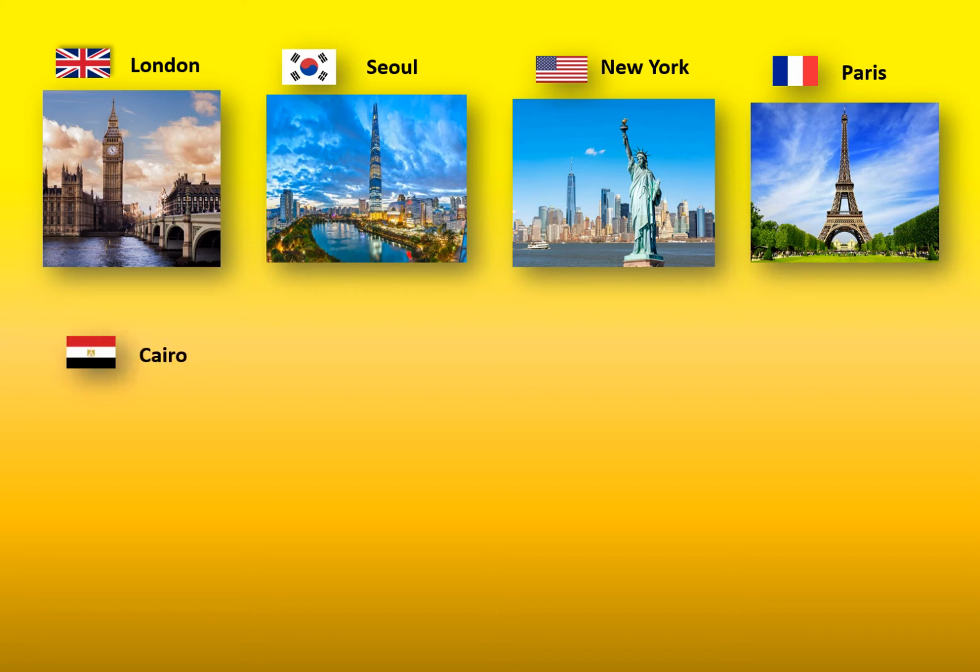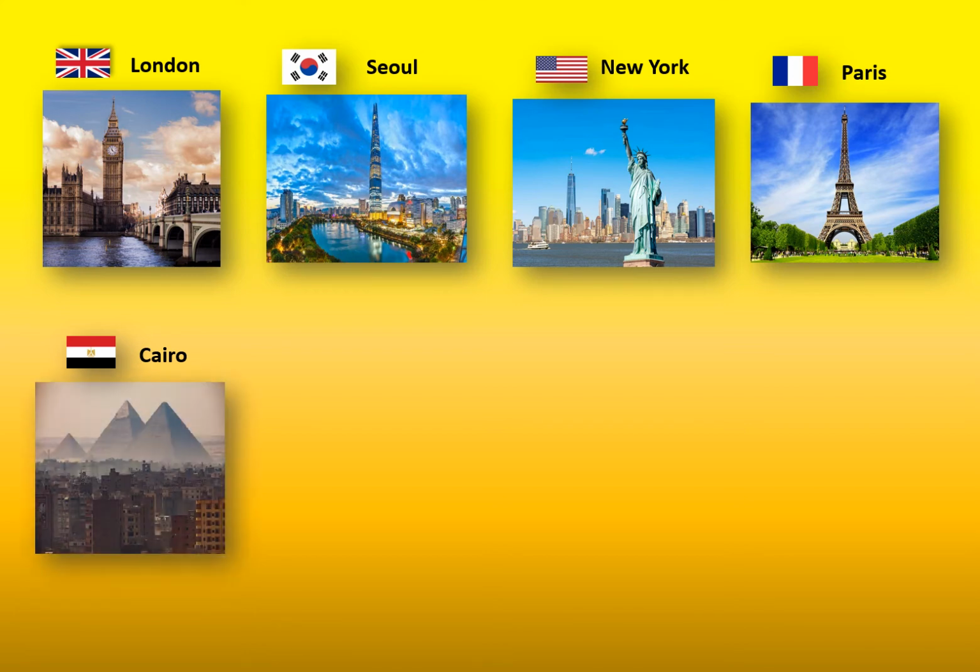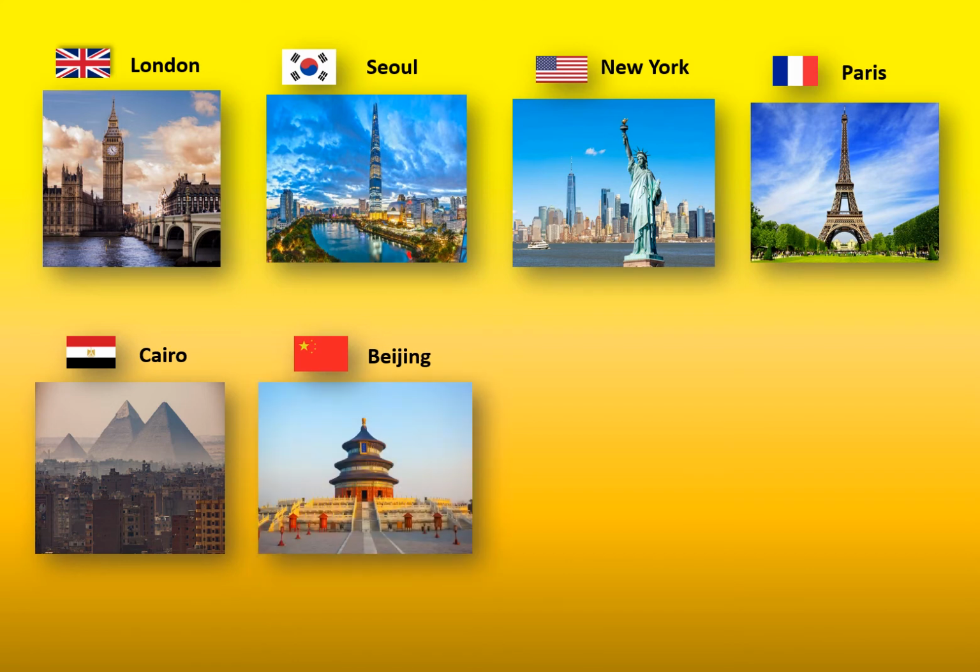Okay, Cairo in Egypt. Everyone knows the landmarks in Cairo. It's the pyramids. The pyramids are in Cairo. Beijing in China. It's the Forbidden City. People were not allowed to go in there because only the king and his family could see inside. Today, anyone can go in, but a long time ago, only the king and his family could go into the Forbidden City.